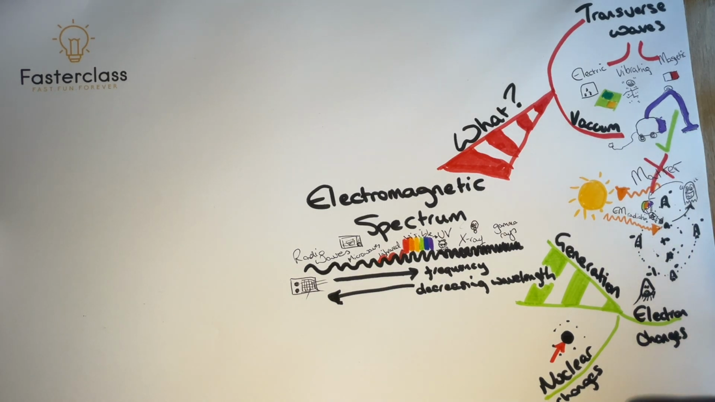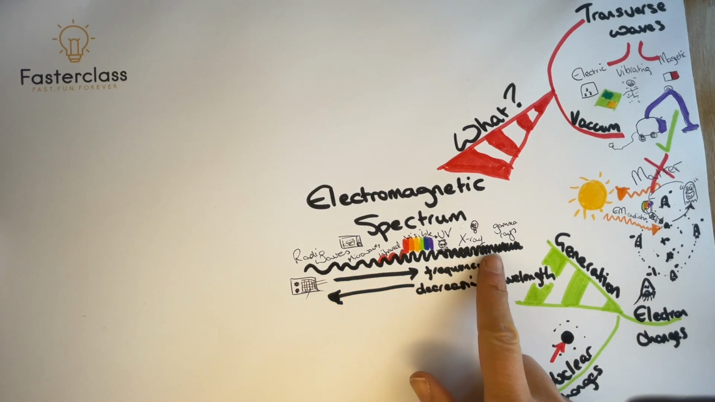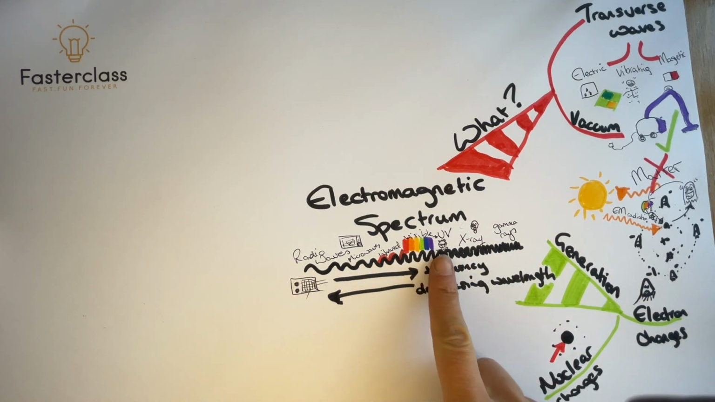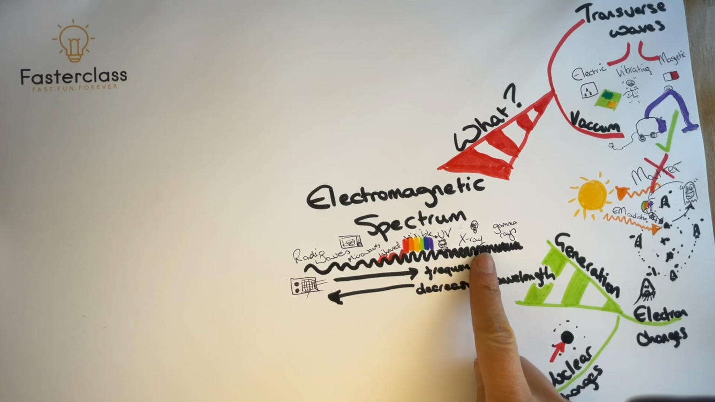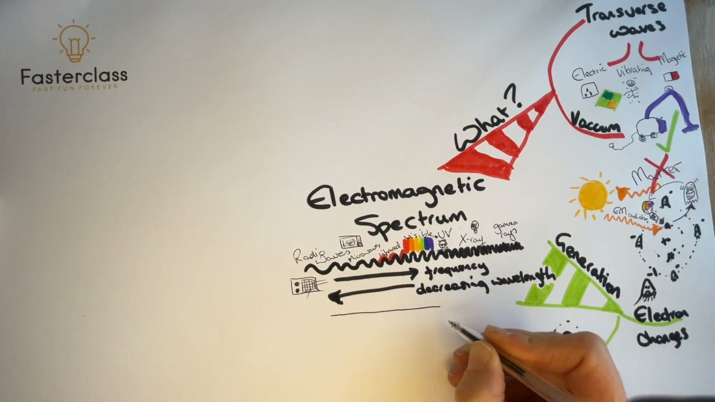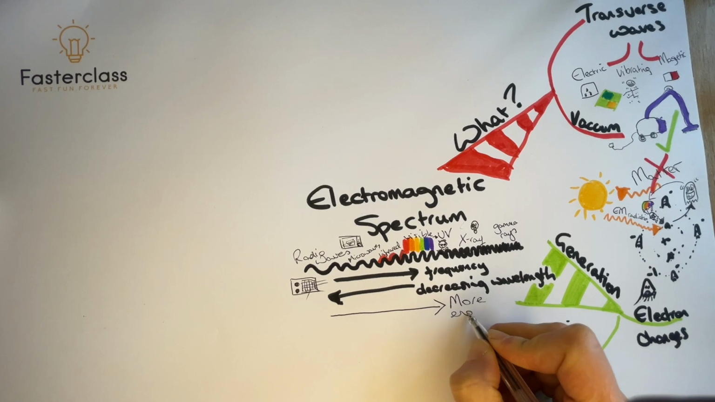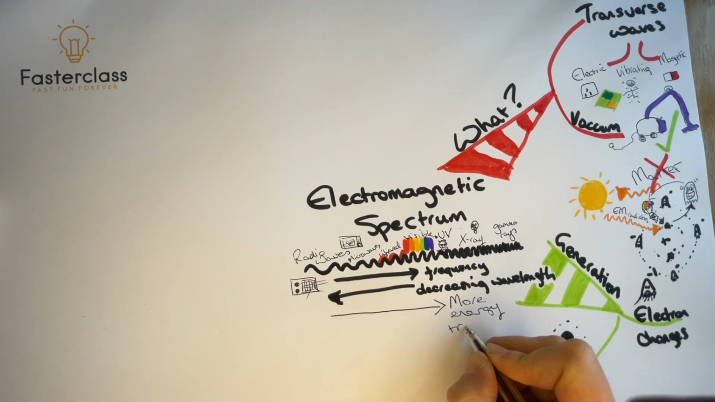The higher the frequency of an electromagnetic wave, the more energy it transfers. So if we come back here, the higher the frequency, the further up this spectrum here, the more energy it transfers. So why don't we write that in? More energy transferred.